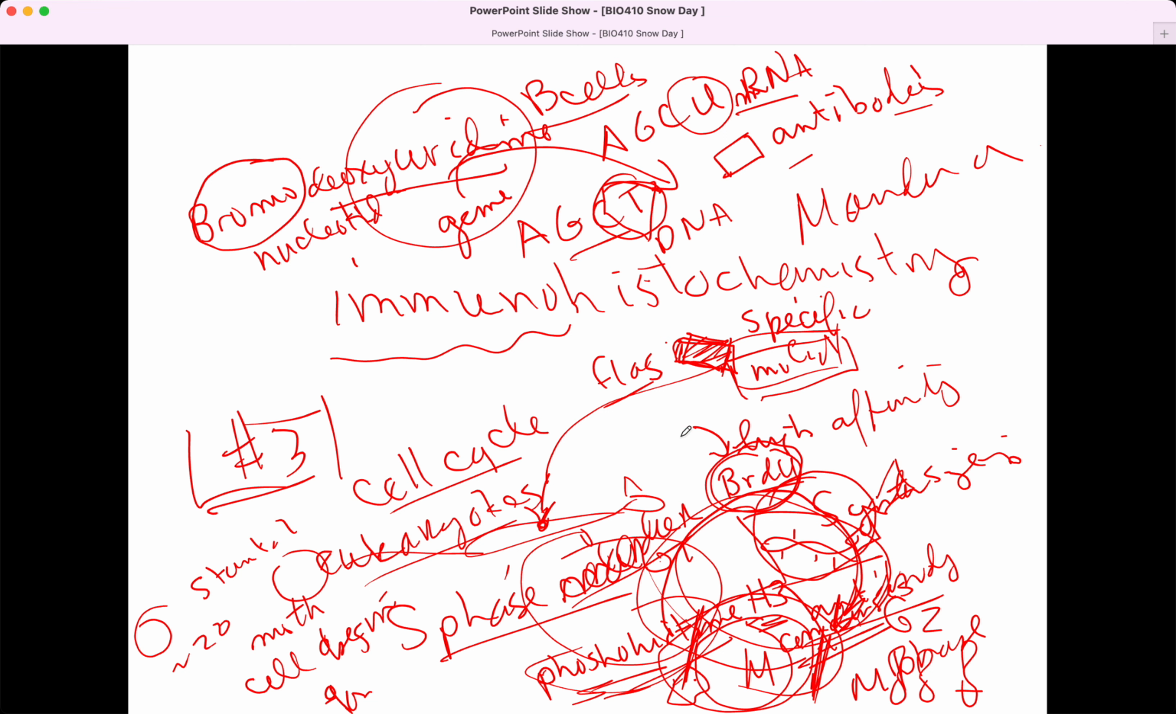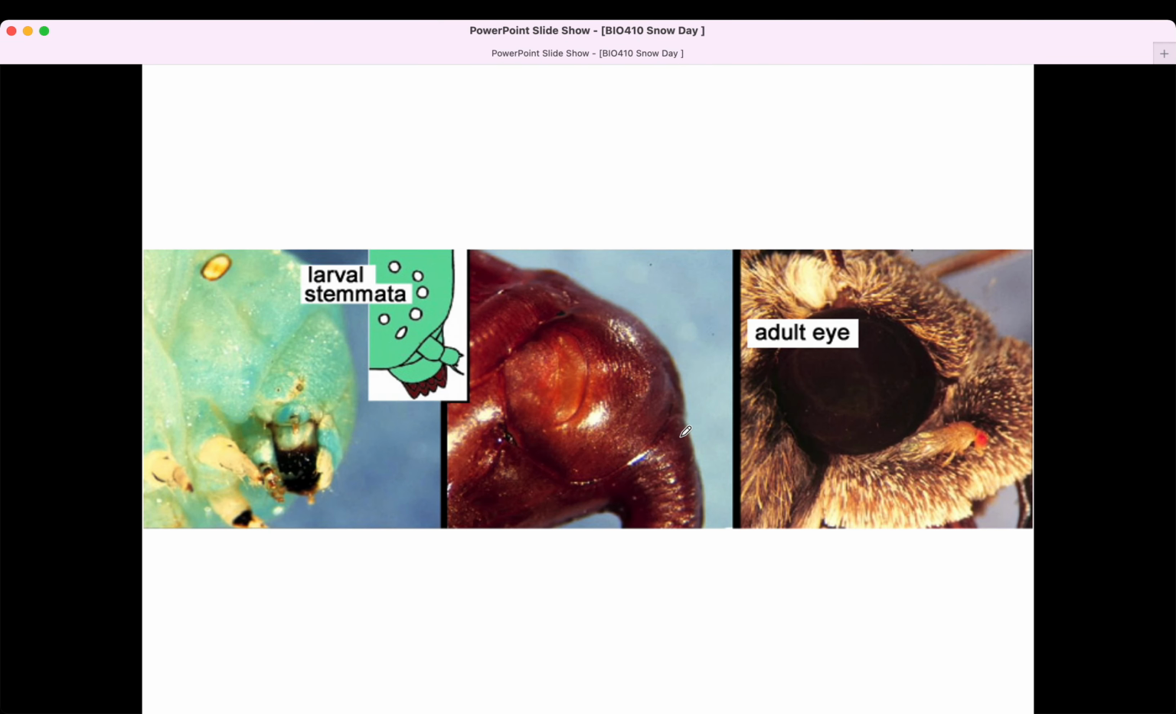So let me just show you what that looks like. So we'll go to slide, and we're going to stain cells that start to produce the adult eye. And so these are good cells to look at because the larva, the caterpillar, has an eye, and it's composed of little units called larval stemmata, and that's singular, stemma, and plural is stemmata. And so there's one, and it has 6. 1, 2, 3, 4, 5, 6. So it has 6 isolated eyes.